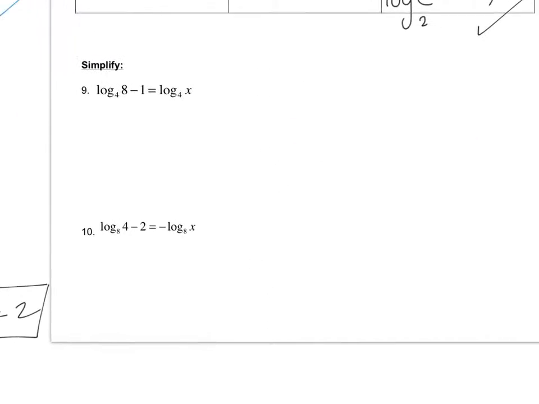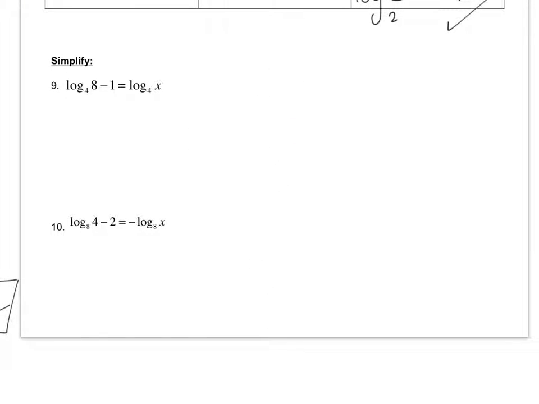Now let's move on to number 9. You might ask yourself, oh, I see a log on the left, I see a log on the right, so is this really a log and a number situation? But you see how you have a negative 1? The negative 1 is not part of the log because I do not have parentheses, so I do have a number. Then what is this log doing?